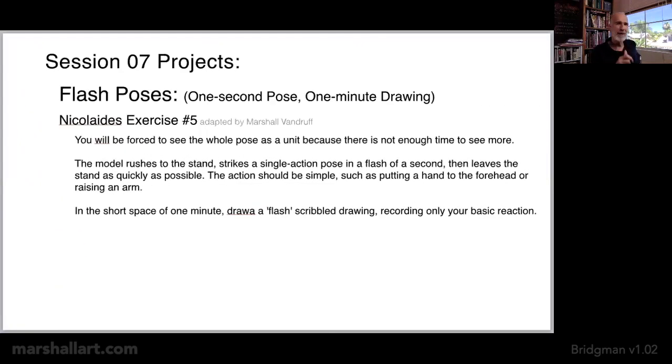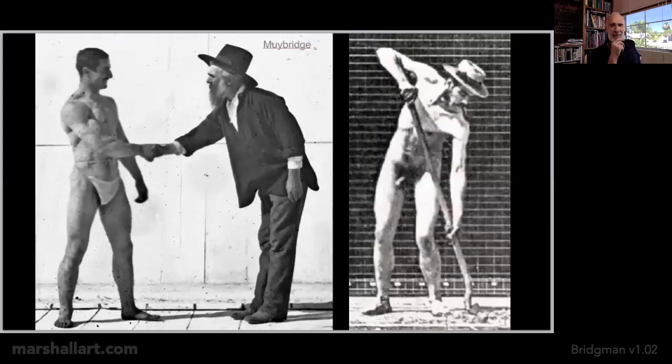Is there a way to practice this on your own? There sure is. How? Practice it on your own. Get some pictures and look at them for 1 second, and then give yourself 1 minute to draw. It's all there.